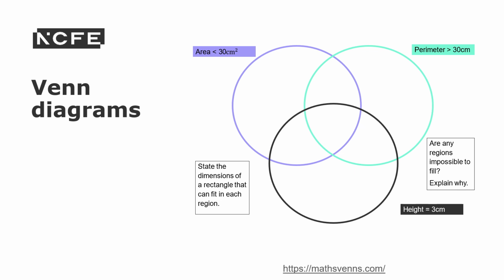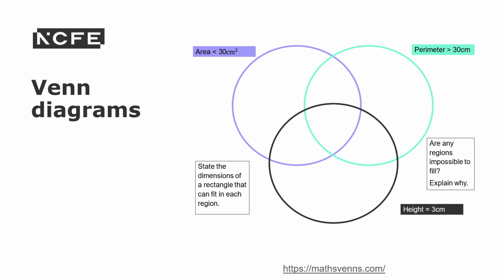So for this particular Venn diagram, we need to state the dimensions of a rectangle that's going to fit into each region. Anything in the purple circle, the area needs to be less than 30 centimetres squared. In the green circle, the perimeter needs to be more than 30 centimetres. And anything in the black circle, the height needs to be 3 centimetres.